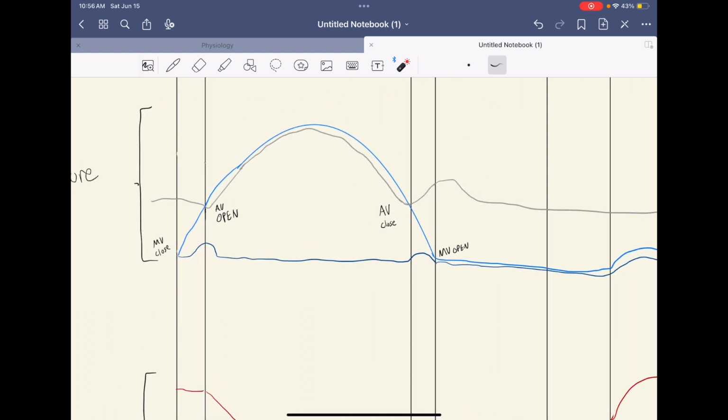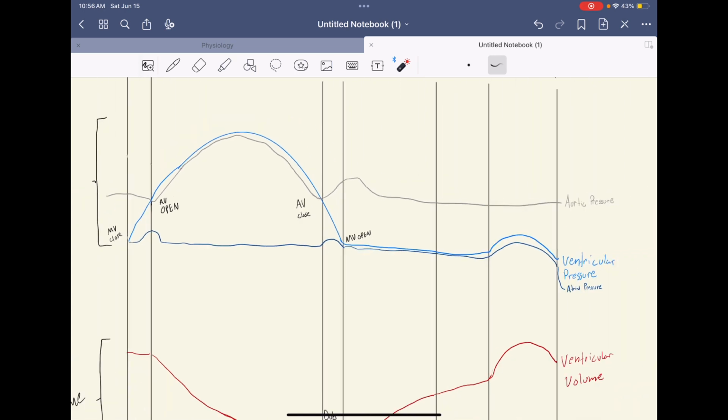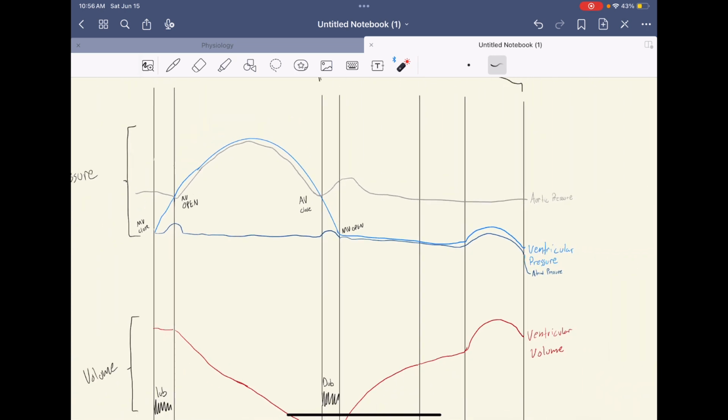So when your heart first goes through contraction, this is all happening in the left ventricle of the heart and in the aorta. So this light blue line represents the pressure of the left ventricle. This dark blue line is representative of the atrial pressure, the left atrial pressure, and then this gray line is the pressure in the aorta.